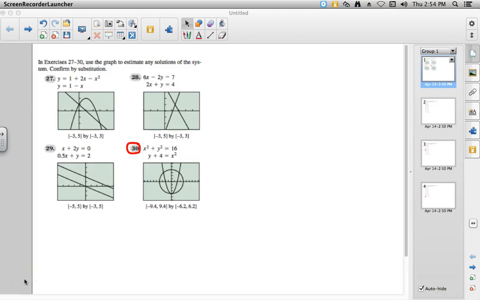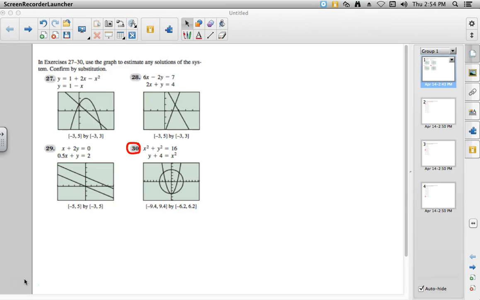These are the frequently asked questions for pre-calculus. This will be for section 7.1, day 1. And the first one that was asked for was number 30. Use the graph to estimate any solution of the system and confirm by substitution.